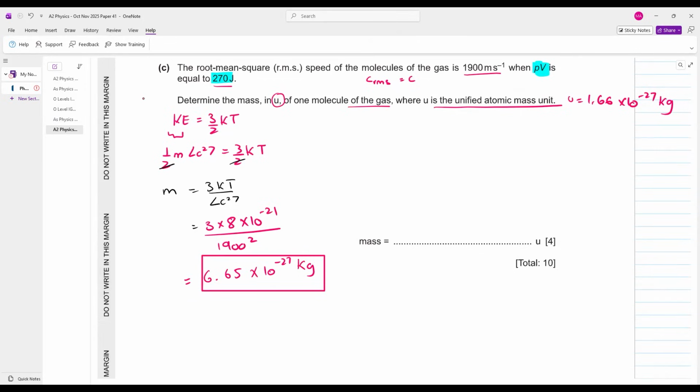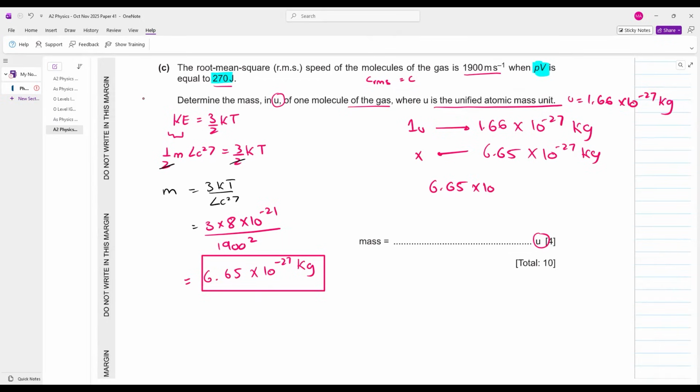But you don't have to give the mass in kgs. आपने तो mass को u की terms में देना है. If 1 u is equals to 1.66 10 raised to the power of minus 27 kg, 6.65 10 raised to the power of minus 27 kg will be equal to how many u? X. Calculate the value of x.